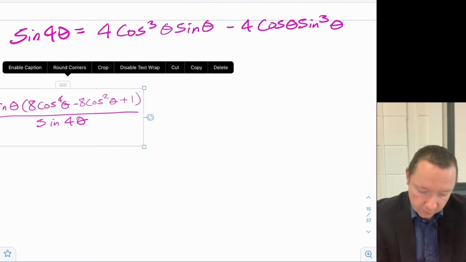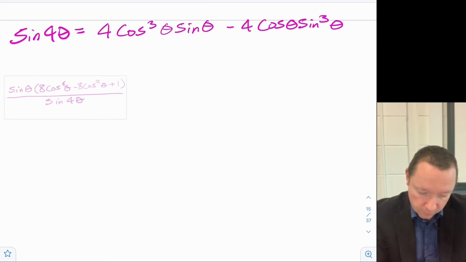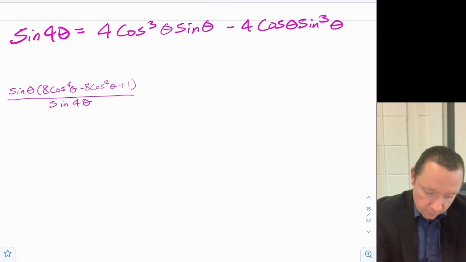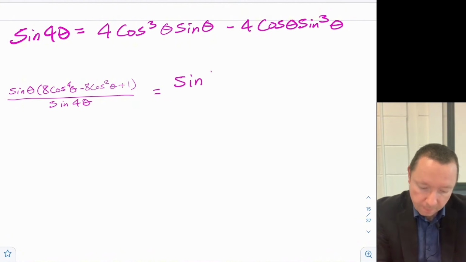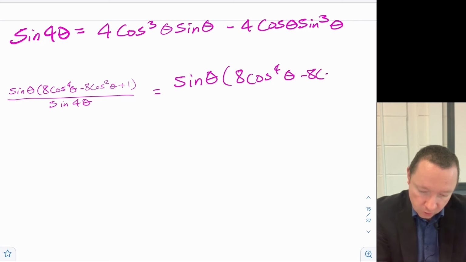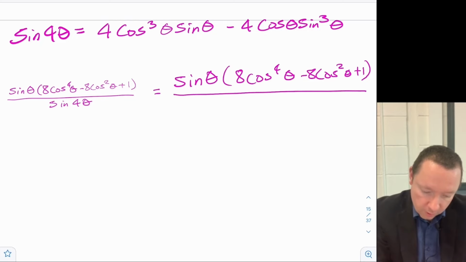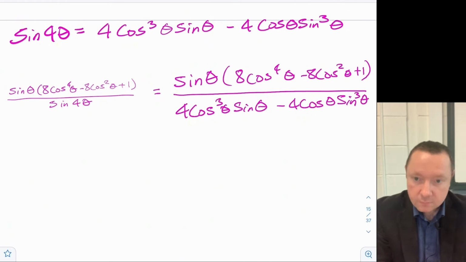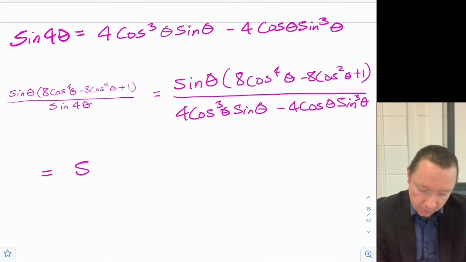Subbing it in, well, that's what we've got. That's going to be sin theta times 8 cos to the power of 4 theta minus 8 cos squared theta plus 1, all over 4 cos cubed theta sin theta minus 4 cos theta sin cubed theta. Taking sin theta out as a common factor on the top, and taking it out on the bottom as well, so we can get rid of the sines.